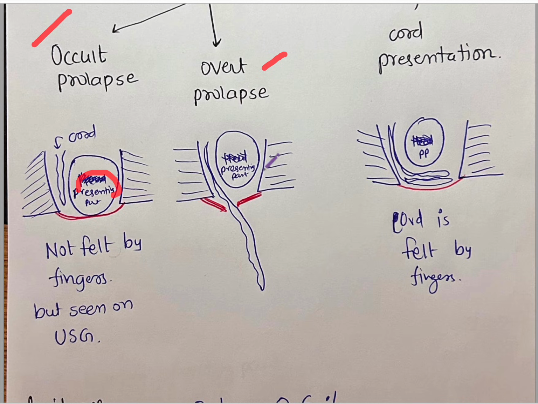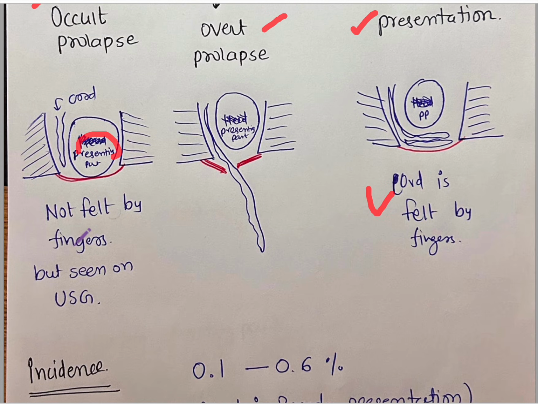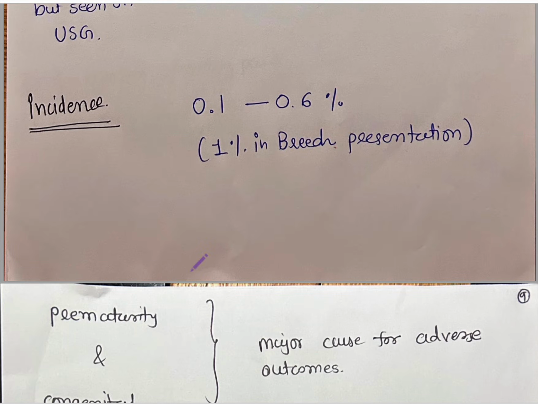Now overt prolapse means we can definitely see the cord coming outside of the cervix or even sometimes outside of the vagina, which is frank prolapse. Now cord presentation means the membranes are still intact. When we do the vaginal examination and try to feel the presenting part, we feel the cord instead of the presenting part, which may be either breech or head. So that is called cord presentation. Now this occult prolapse can only be seen by ultrasound, that the cord is there nearby the presenting part.